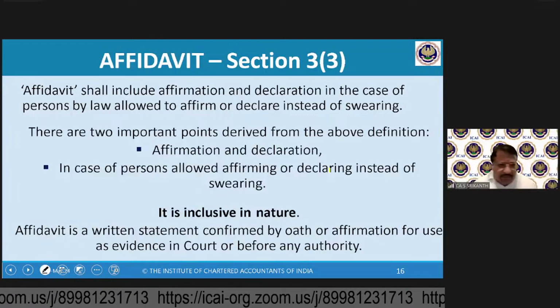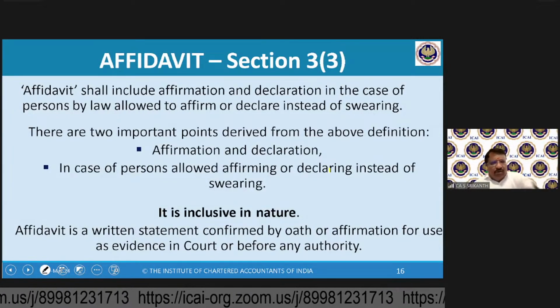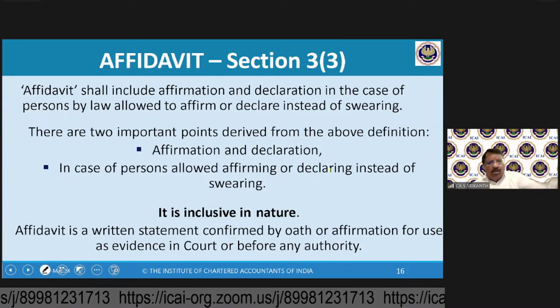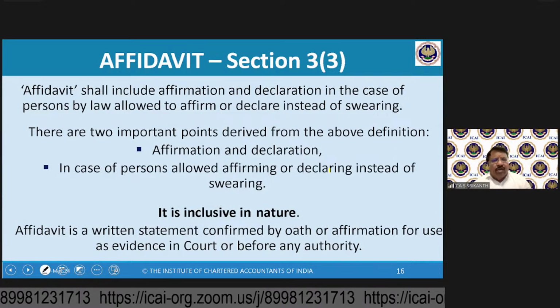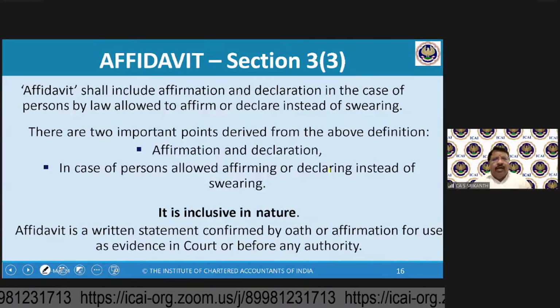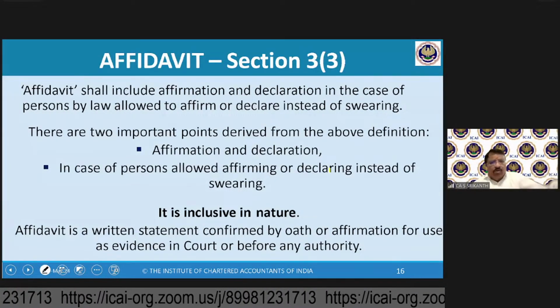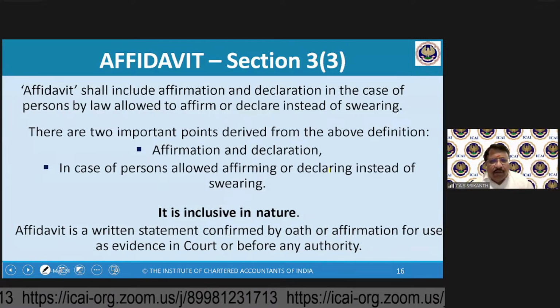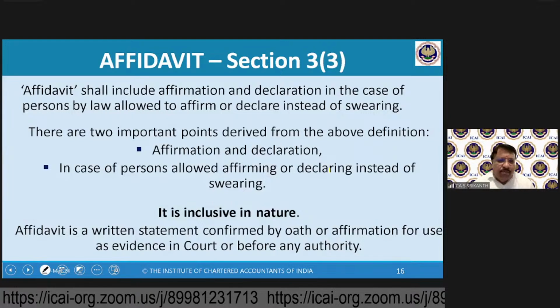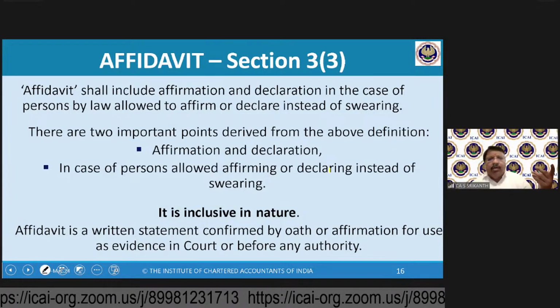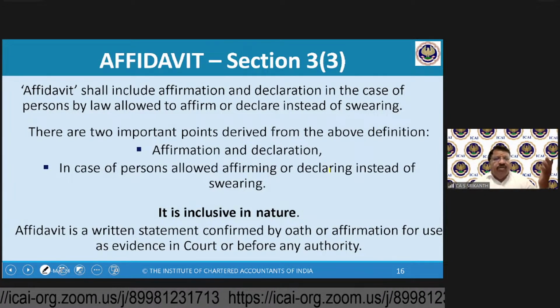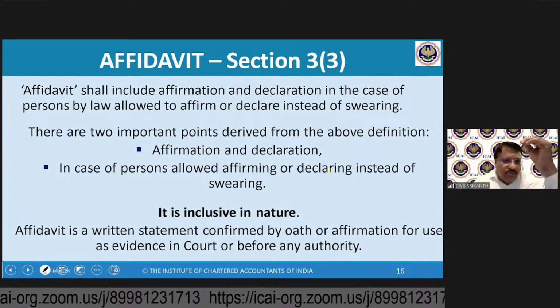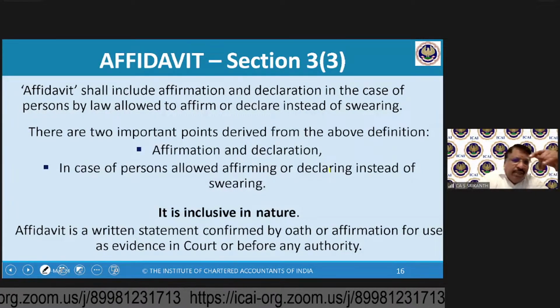Take it and write out an affidavit. So you'll say, I so-and-so, son of so-and-so, age so-and-so, residing at so-and-so address, hereby solemnly affirm and state as follows, or solemnly affirm and declare as follows. Okay. If you are a Christian, you cannot swear. But if you are not a Christian, I can swear. So I can say solemnly affirm, declare, and swear as follows. And then you will say as follows.